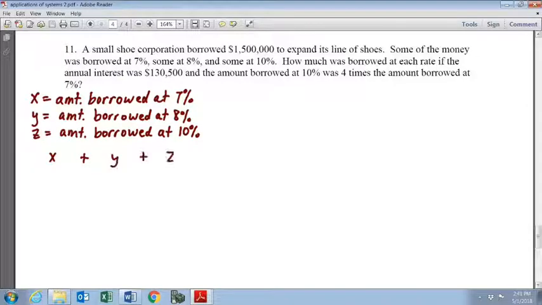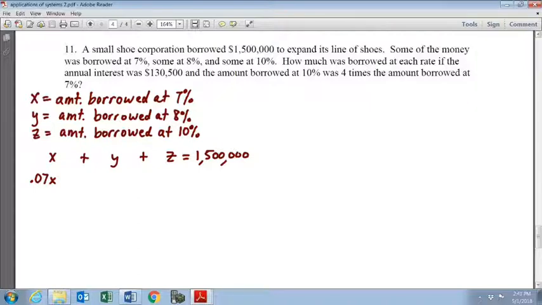So we have the equation X plus Y plus Z equals $1,500,000. Now the interest in this problem that we're going to pay each year is going to be 7% of X, or 0.07X.